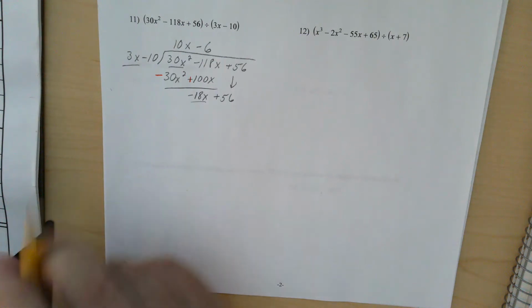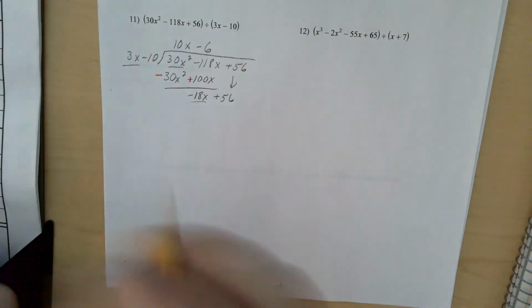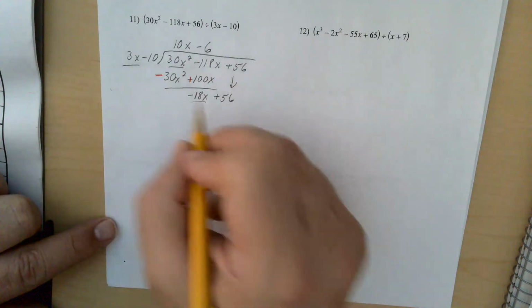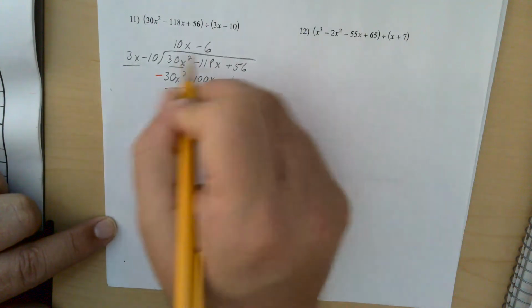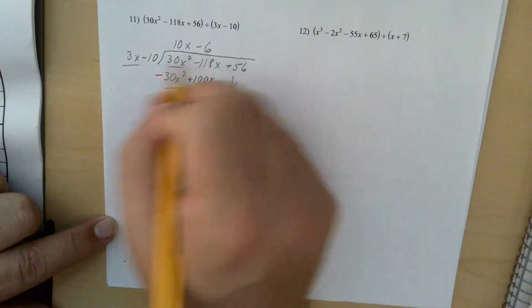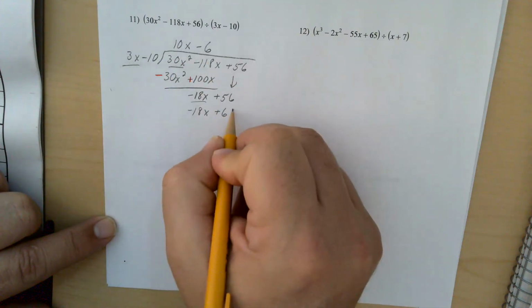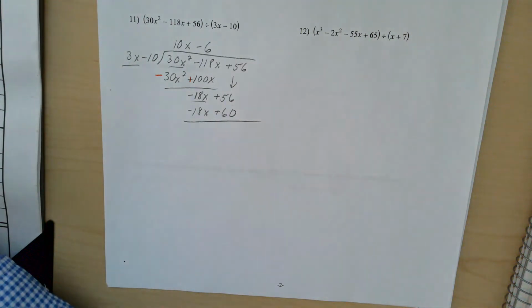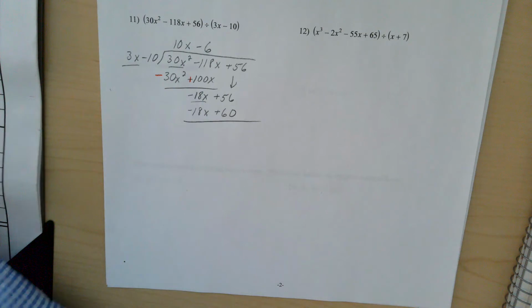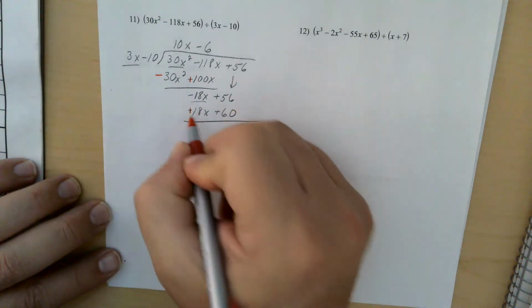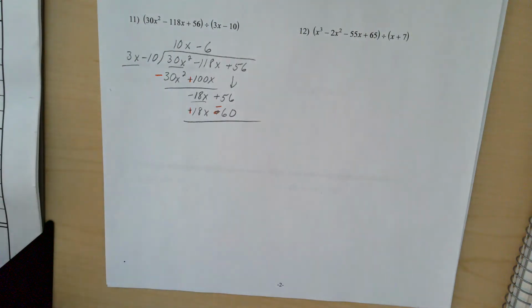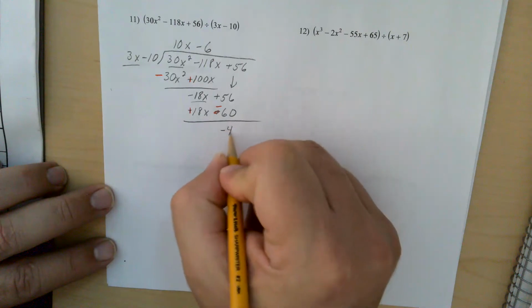So then just like last time, what's up top times what's outside, and line up everything. Negative 6 times 3x is negative 18x. And then this would become a positive 60. Okay. I then change everything to its opposite. So I'll do that in red so you can see. I have that. And it looks like the remainder is going to be a negative 4.